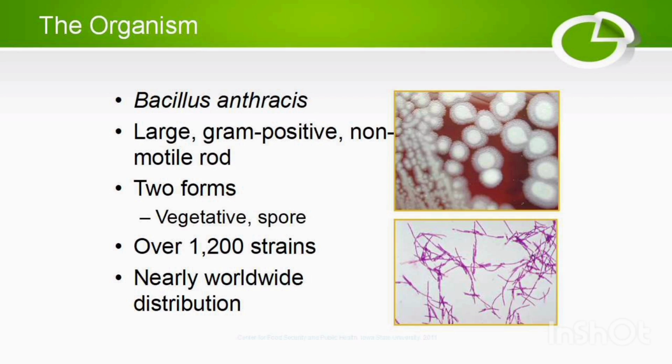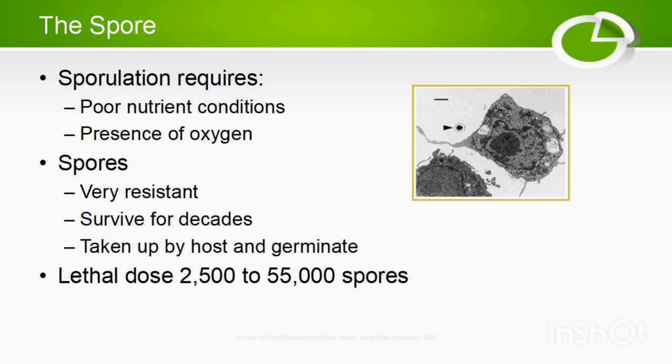Anthrax can be found nearly worldwide and has roughly 1,200 various strains. When conditions are not conducive to growth or multiplication of vegetative bacilli, Bacillus anthracis tends to form spores. Sporulation requires a nutrient-poor environment and the presence of free oxygen. The spore form is the predominant phase in the environment and can survive for decades in the soil, and it is through the uptake of spores that anthrax is contracted. The spores are not produced in the unopened carcass.